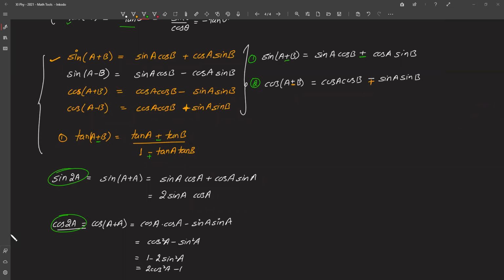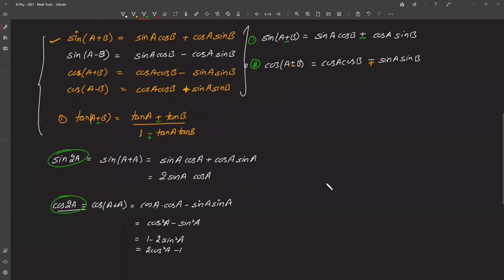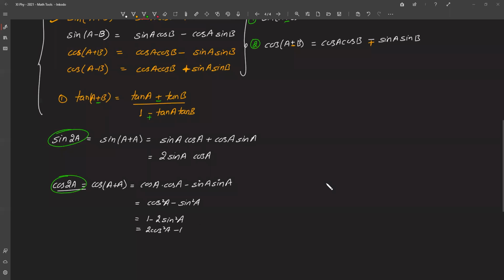But in case you don't know those things, at least in physics you should know how to derive these small formulas, because, as I told earlier also, memory has a limit, right? So it's always better to know how to solve problems like this by utilizing your memory less. Okay, so that was about sin 2a and cos 2a.